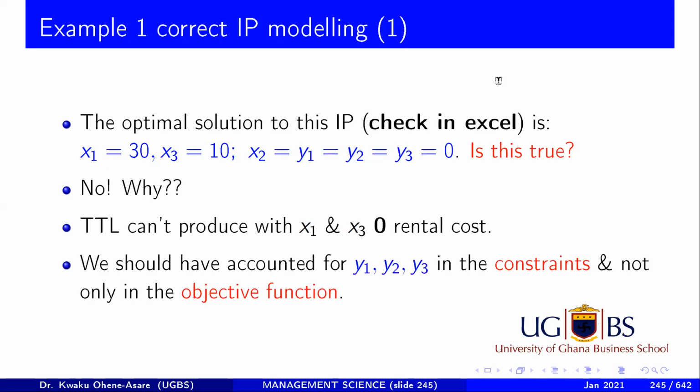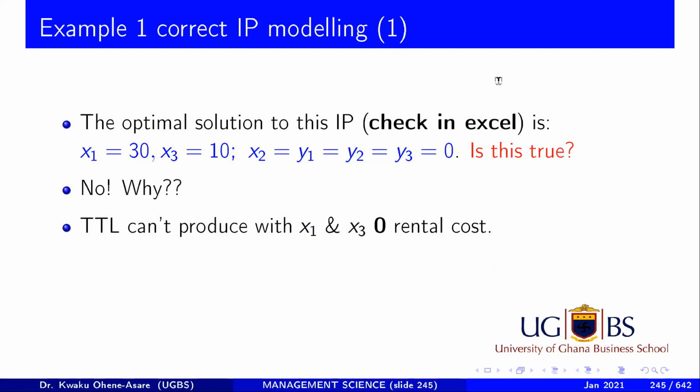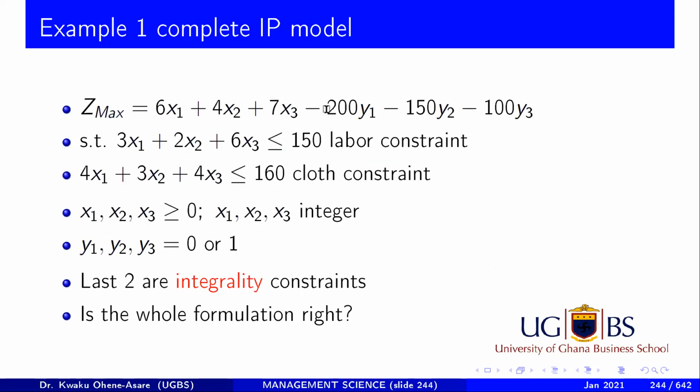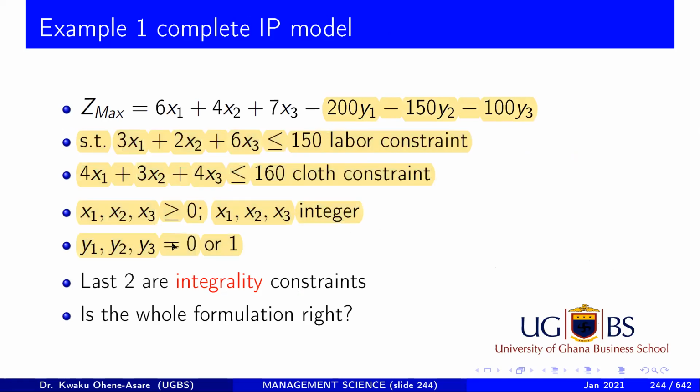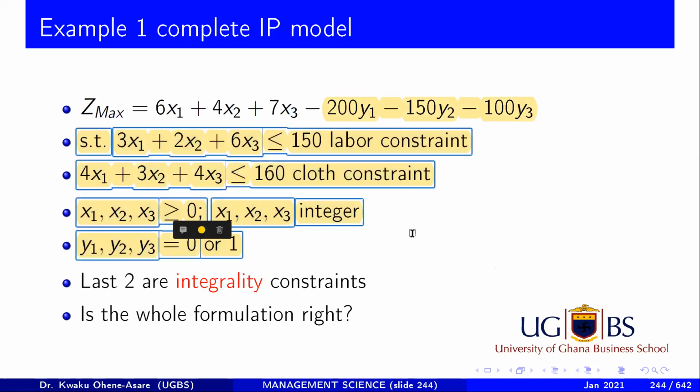So the simple reason is that we did not account for the Y's in the constraints. If you look at the formulation, the Y's have been accounted for right here in the objective function. But in the constraint section, we did not have the Y's accounted for. And I'm not talking about the binary section of the Y, no. We didn't really have Y's accounted for at all.